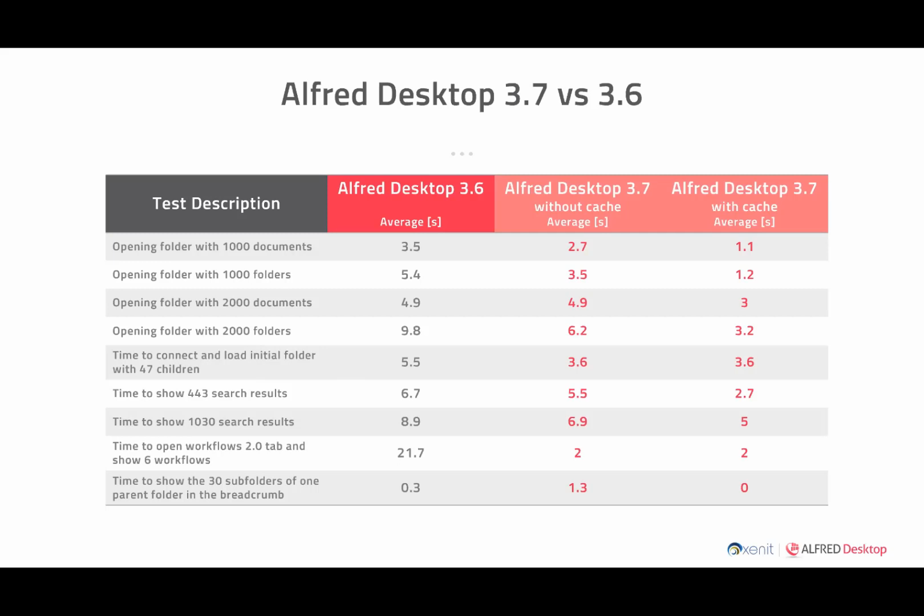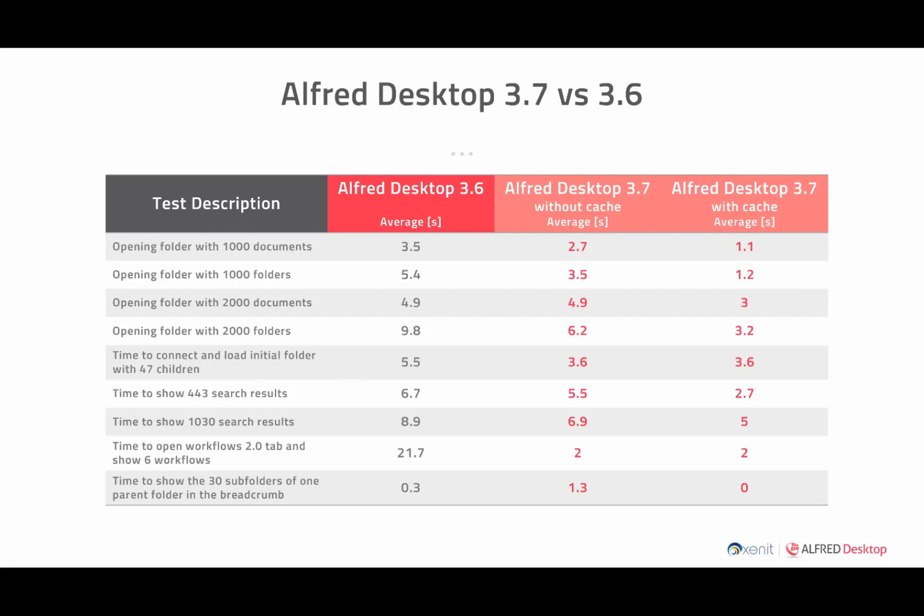Now, the good news is, thanks to the cache of Alfred Desktop, without tuning your Alfresco, next time that you open those same search results, or a number of documents that can come from the cache, you get down to 2.7 seconds. So that's really a very, very acceptable and fast result.